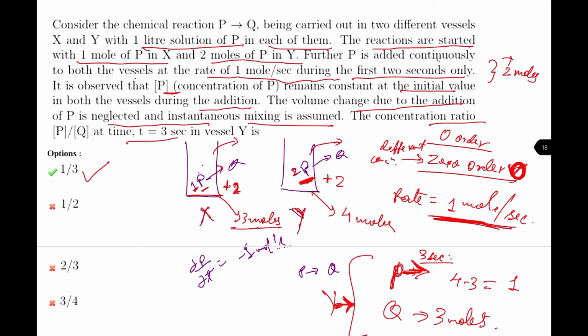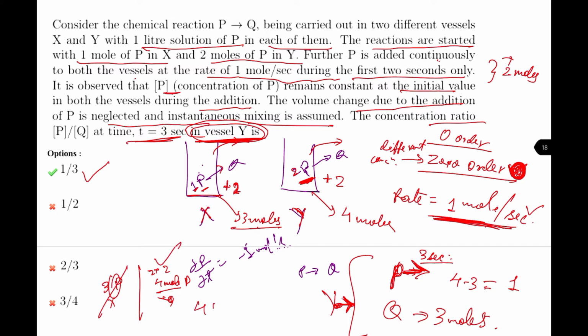Then the ratio of concentration of P to Q at t equals 3 seconds. It's a very simple question. There is a zero order reaction, rate of reaction we already know, 1 mole per second. All we need to do is calculate that initially there was 3 moles of P in X and 2 plus 2, which is 4 moles of P in Y. But note that the question is asking only for Y. See, this is the way they confuse people. The only concentration of P and Q they are asking is in Y, so we will focus on Y, not on X.